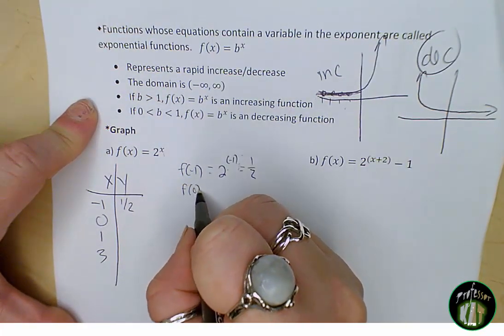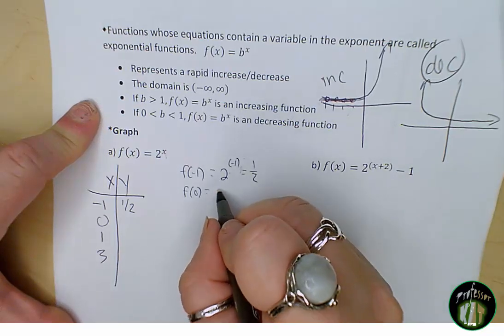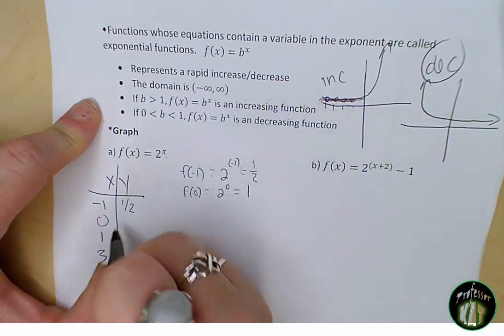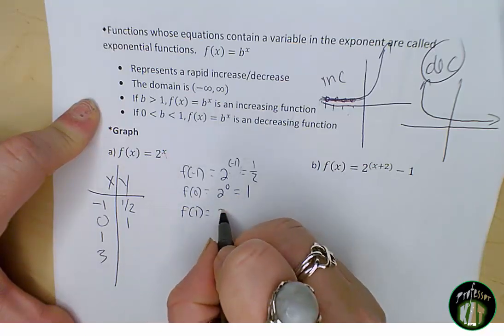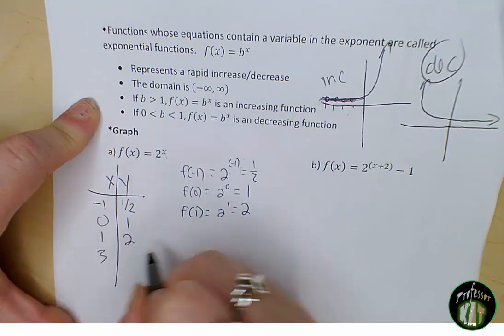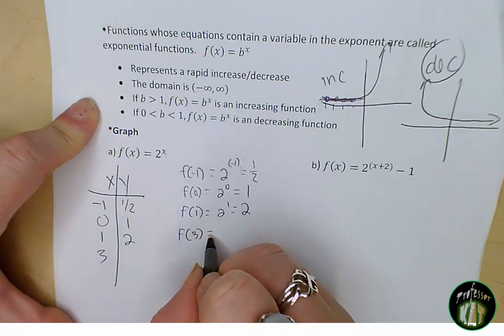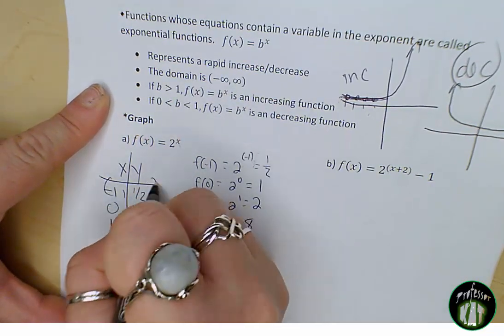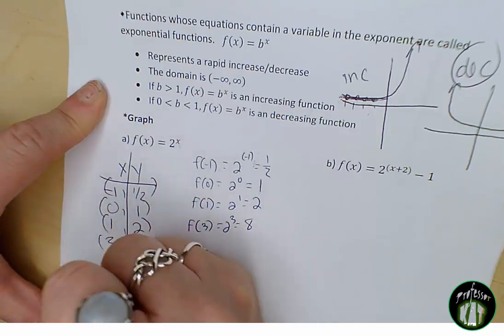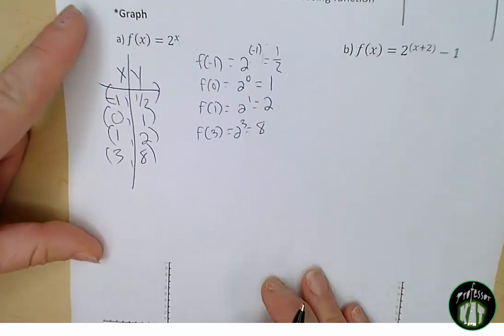Now, if we continue to do the same thing, plug in f of 0, that's going to give us 2 to the 0, which is equal to a 1. Plug in f of 1, that's going to give us 2 to the first, which is a 2. And then f of 3 is 2 cubed, which is an 8. So this gives me 4 points that I know are on my graph.